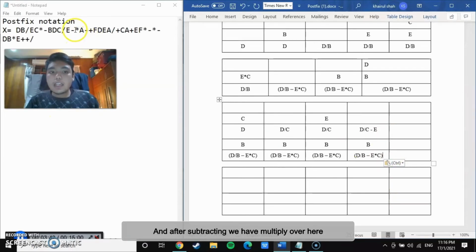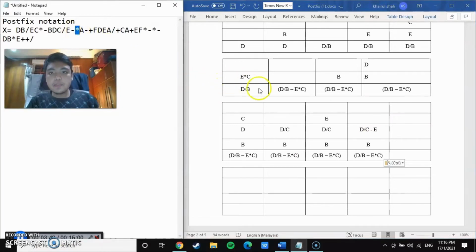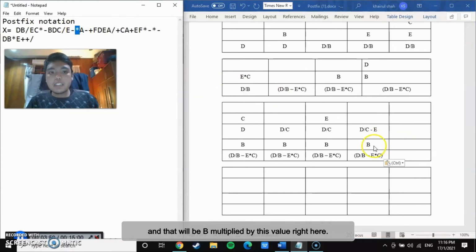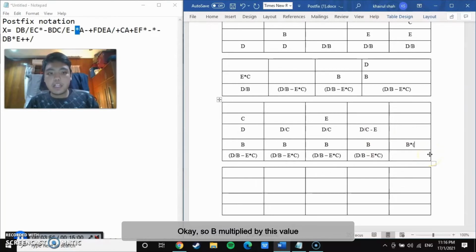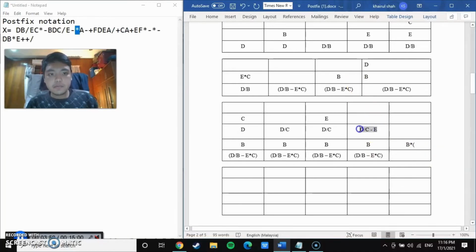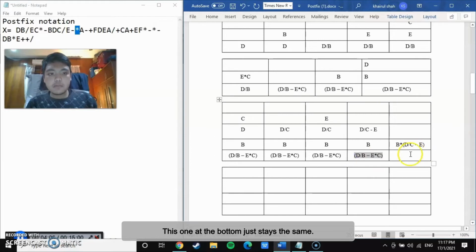Okay. And after subtracting, we have multiply over here. And that will be B multiplied by this value right here. Okay, so B multiplied by this value. And this one at the bottom just stays the same.